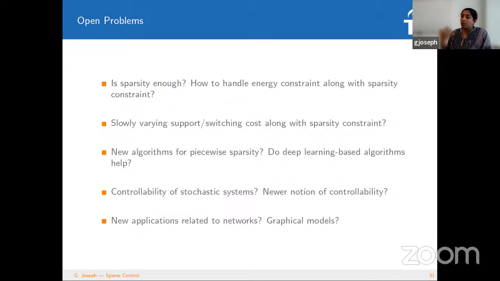And also, what are the other notions of controllability? For example, if you have a stochastic system, can we have newer notion of controllability? And more importantly, can we have newer applications that are related to networks, or can we connect it to graph signal processing, etc. to find new applications of this particular area.